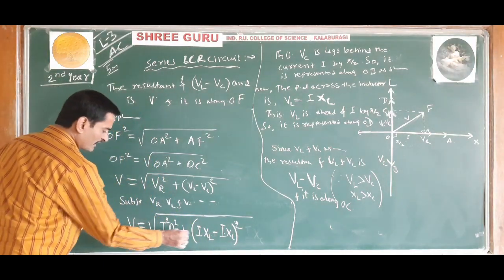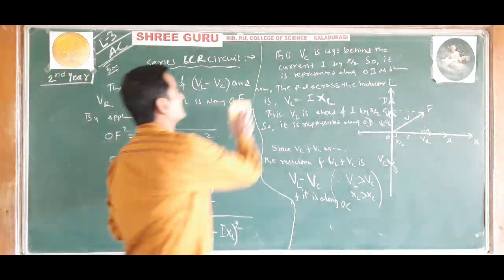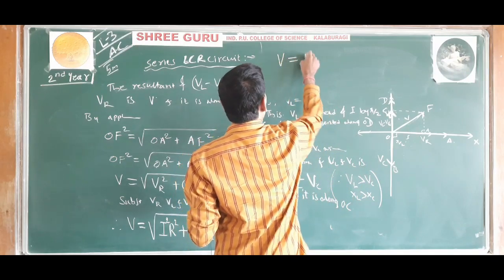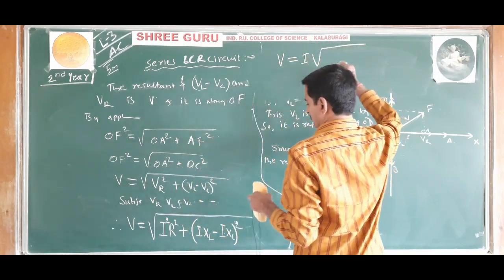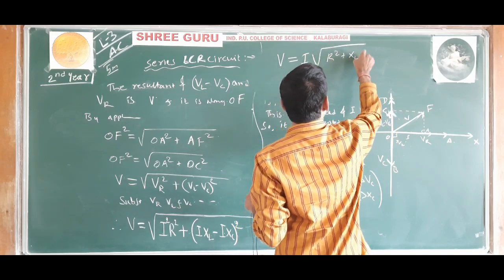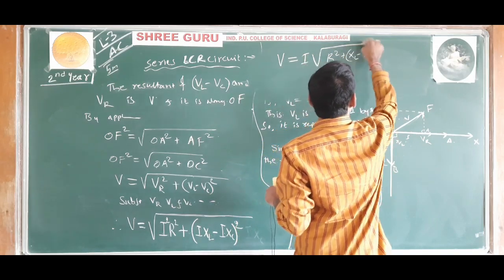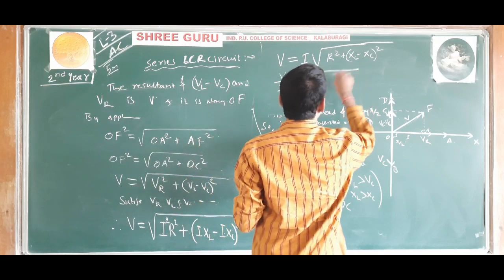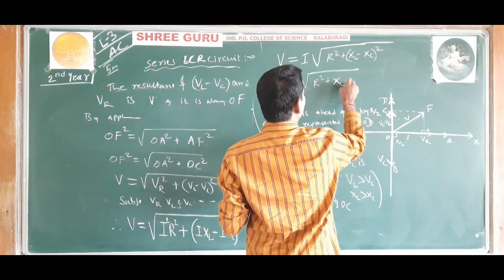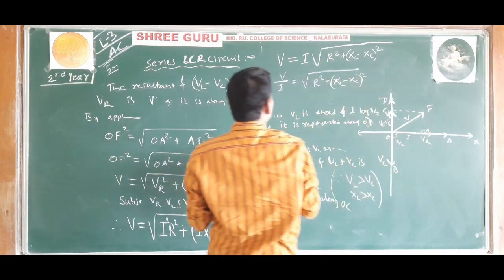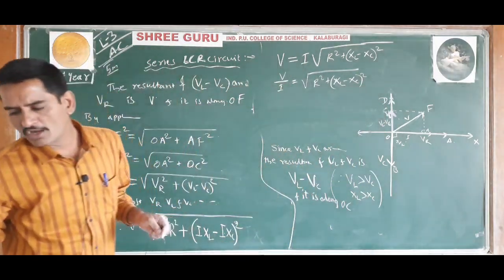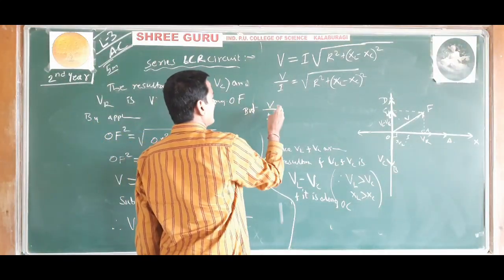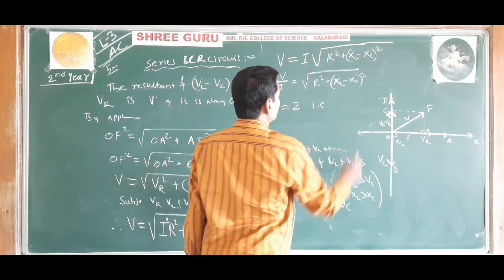I square comes here, and I square is taken common and taken out of the root, and then you will get V is equal to I under root of R square plus XL minus XC whole square. Now V divided by I is equal to under root of R square plus XL minus XC whole square. But V divided by I is nothing but effective opposition, that is impedance. V divided by I is equal to Z, that is impedance of LCR circuit.